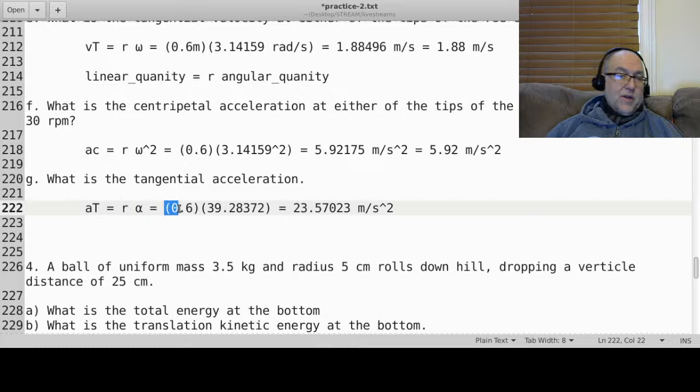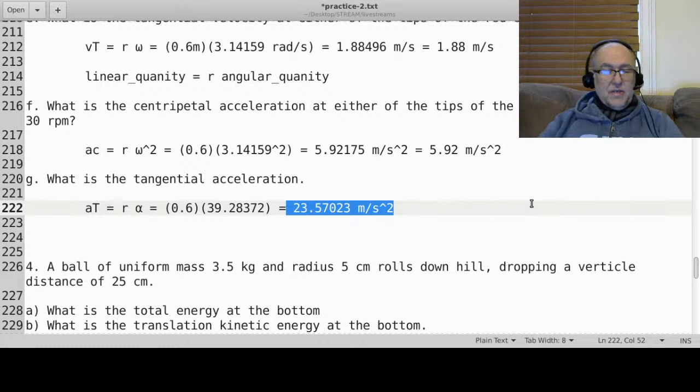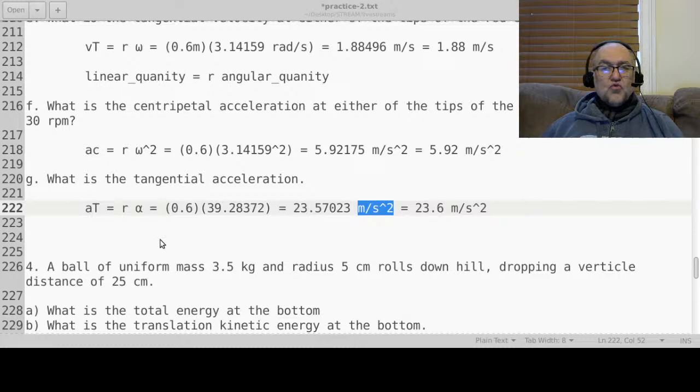Alpha, well, we calculated alpha above, 39.28372. Multiply them together, and you get a tangential acceleration of 23.57023. Or again, rounding that off the way I would on a test, it would be equal to this, meters per second squared. Okay?